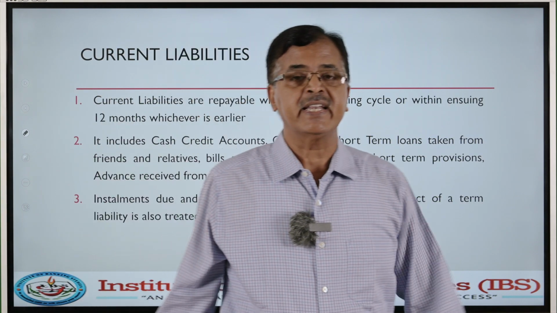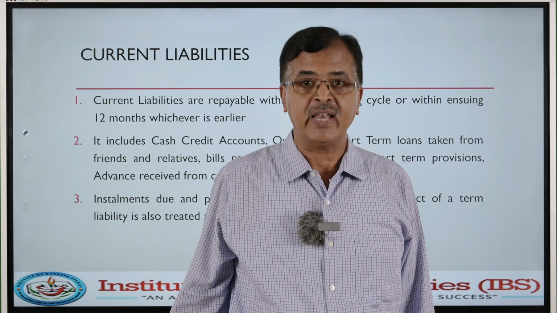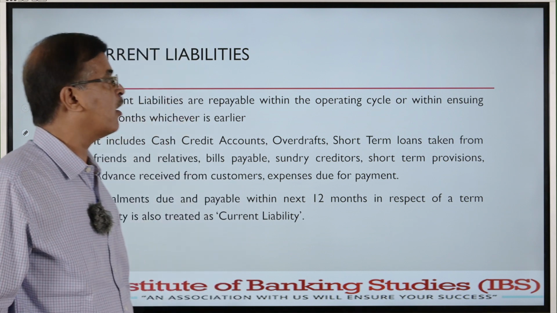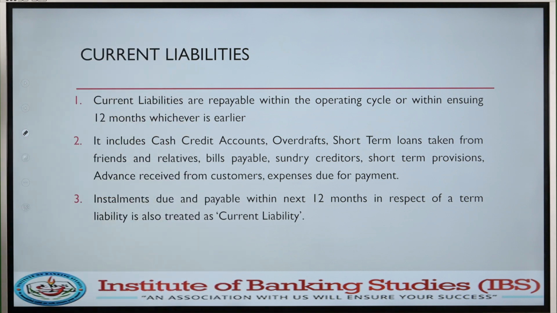Of course, just like current assets, these are liabilities which are to be liquidated within a short period of time, normally within one operating cycle or 12 months, whichever is earlier. It includes cash credit accounts from banks, overdrafts from banks, short-term loans taken from friends and relatives, bills payable, sundry creditors, short-term provisions, advances received from customers, expenses due for payment, etc.